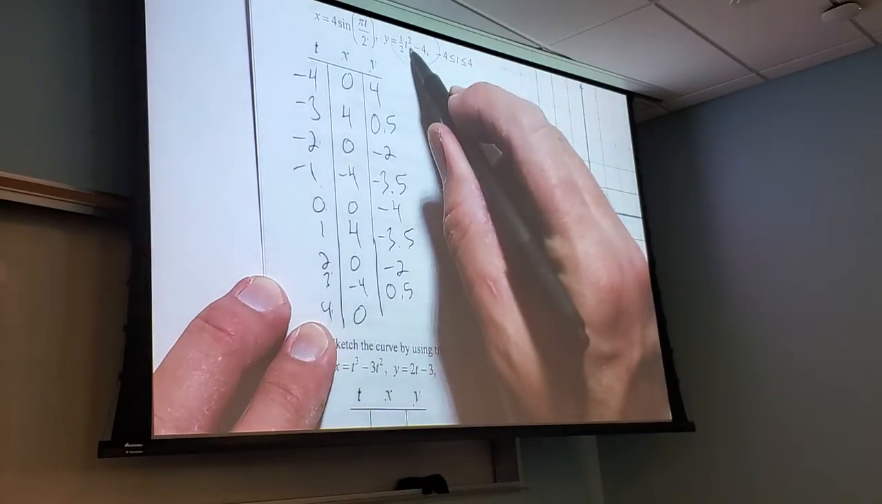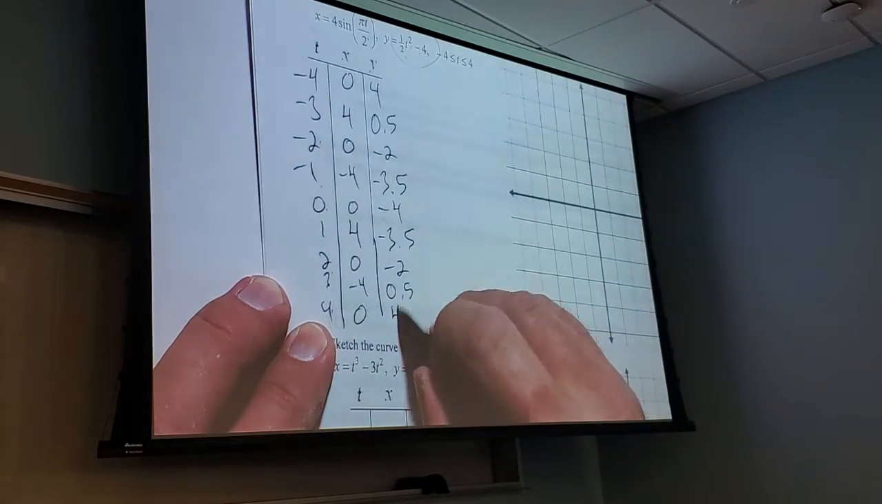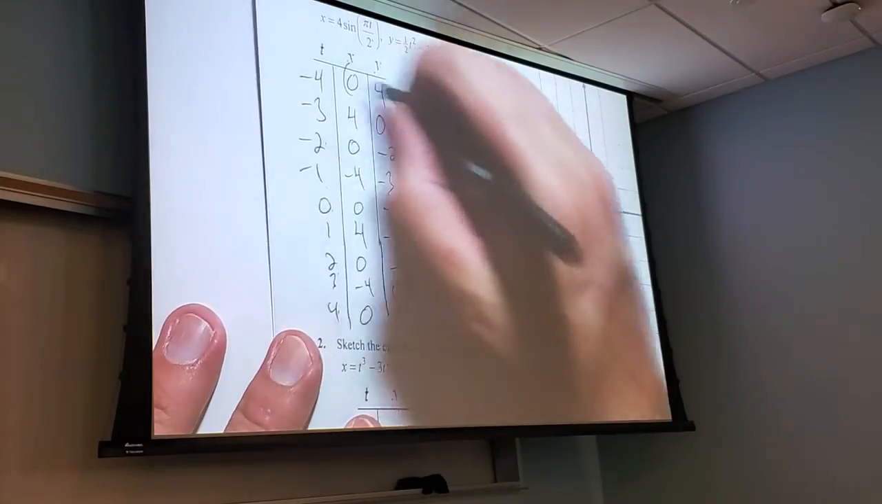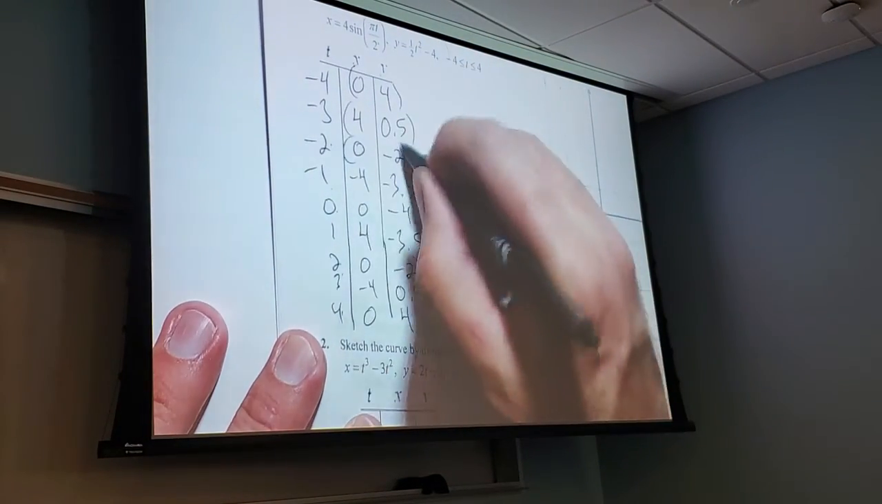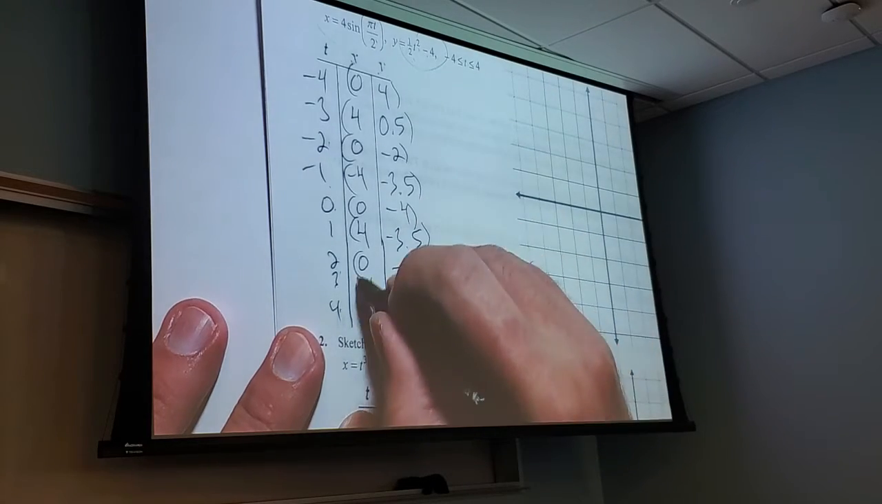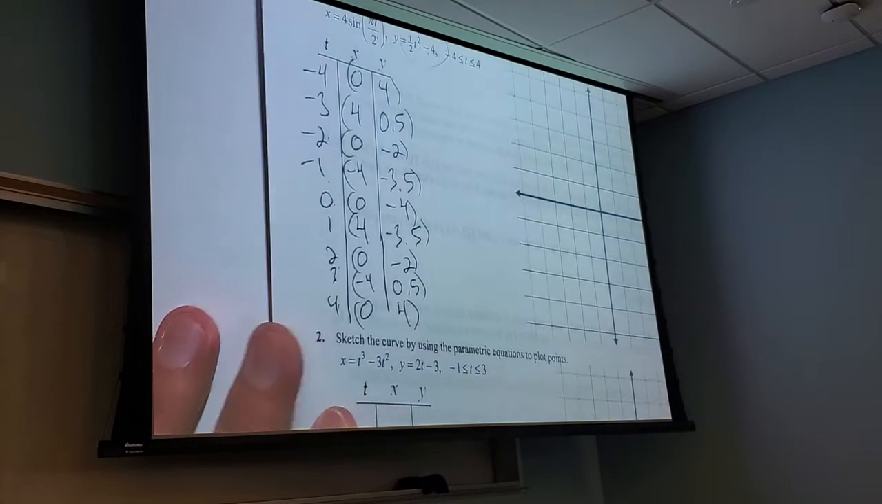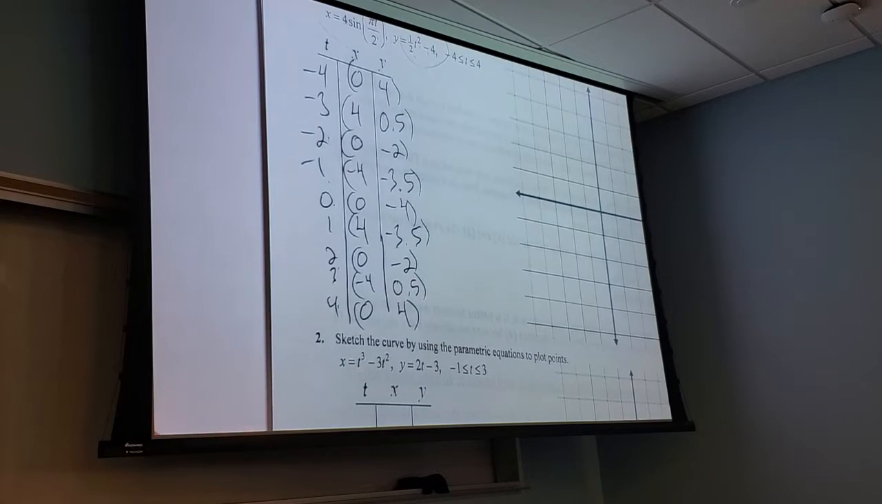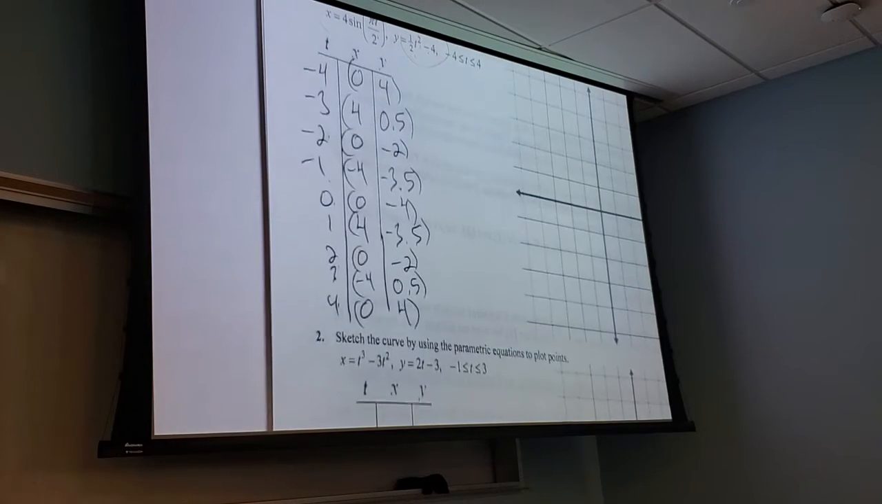Put 4 in, I get 16. 1/2 of 16 is 8 minus 4 is 4. So now I got a whole bunch of points to plot. Let me do this so my brain looks at it correctly. These are all points that I can now plot. And I can indicate direction that I'm moving.